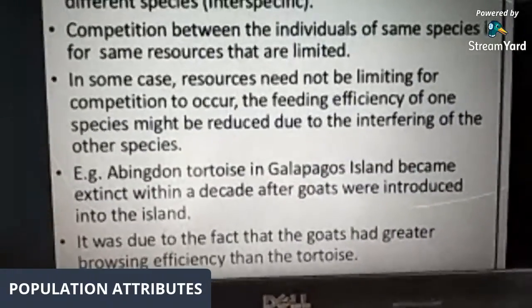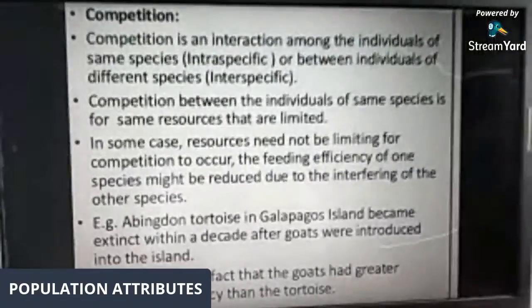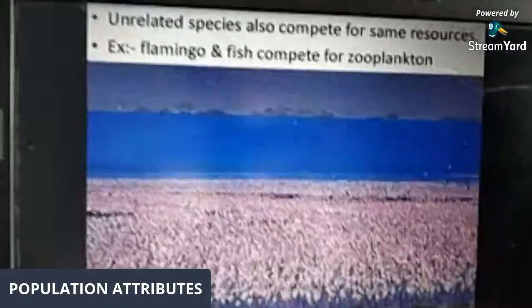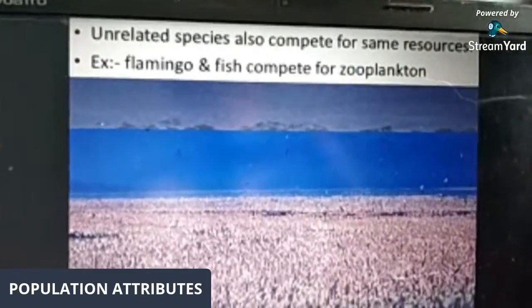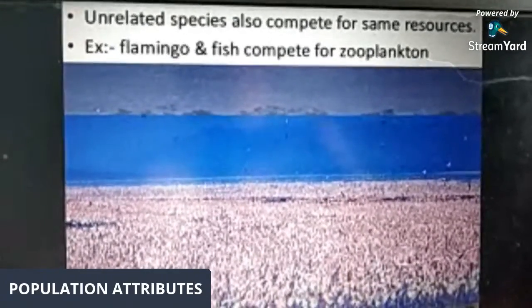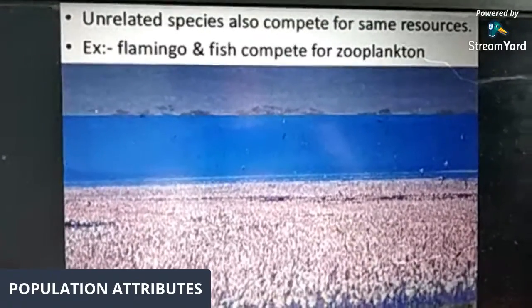Okay, it was due to the fact that the goats had greater browsing efficiency than the tortoise. So this is the basic thing of the competition. Next one is that unrelated species also compete for the same resources. This is one kind of interspecific competition.